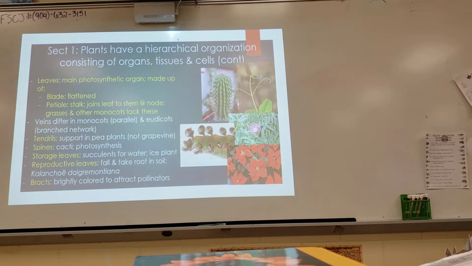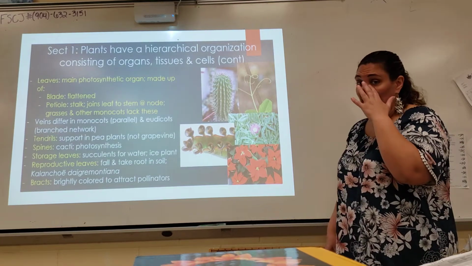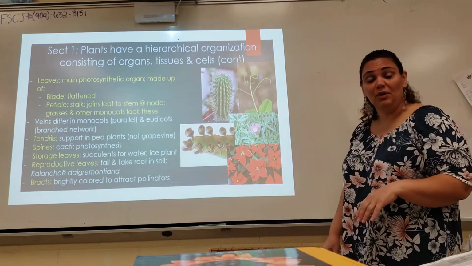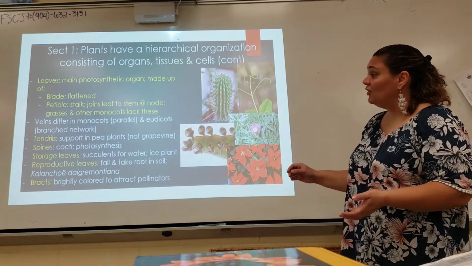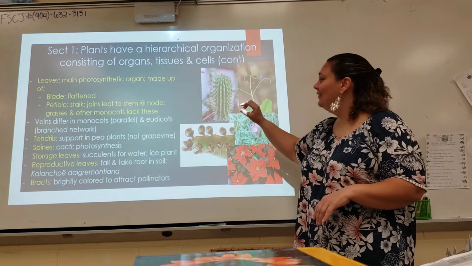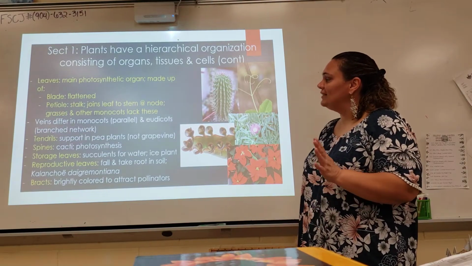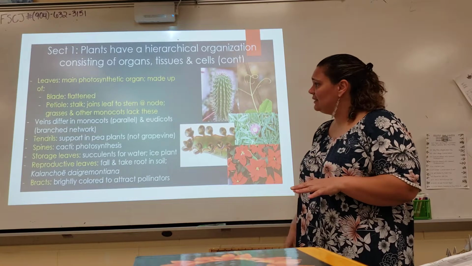Leaves are obviously the main photosynthetic organ, but there's actually a lot of different types of leaves. You've got blades that are very flat. That's typical in your grasses. You've got petiole. Don't ask me to say that word in English. It'll be the stalk. It joins leaves to the stem at the node. Grasses and other monocots will not have these.